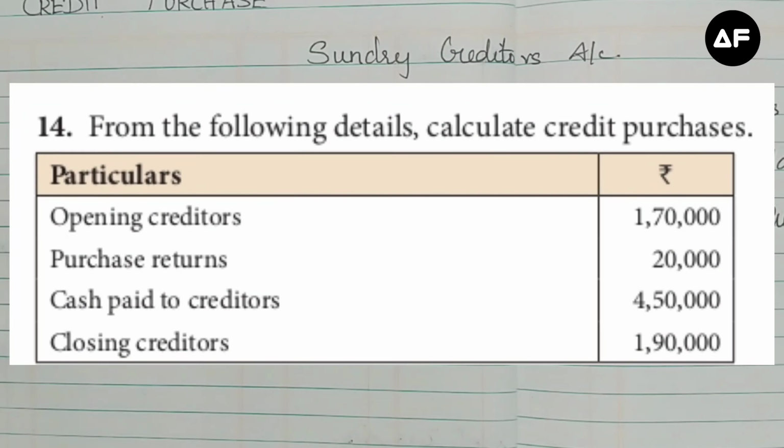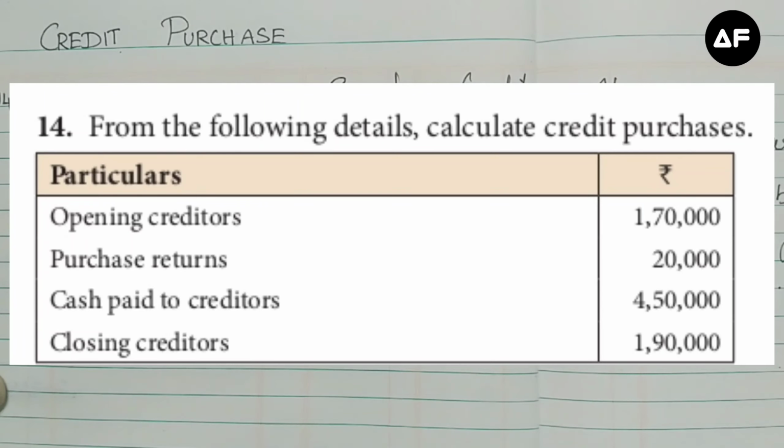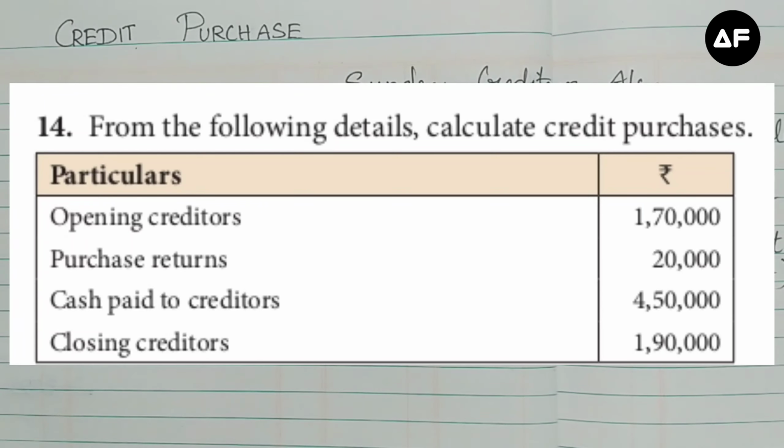So let's look into problem number 14. Problem number 14 is, from the following details, calculate credit purchases, where opening creditors is 1,70,000, purchase return 20,000, cash paid to creditors 4,50,000, closing creditors 1,90,000. So let's go into the sum.